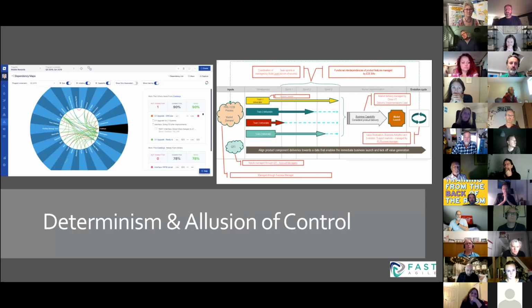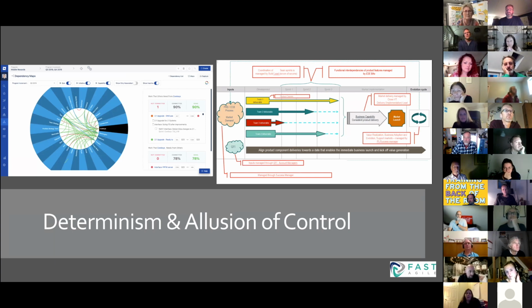So this is what it ends up looking like. This determinism and illusion of control. The image on the left is from a tool called Jira Align. This is mapping out the dependencies between teams. This is the kind of mess that we've got ourselves into by thinking that we can work our way out of this. Now, the image on the right, I want to point out, look how many roles there mention manager. Look at how we're trying to manage the heck out of this system.